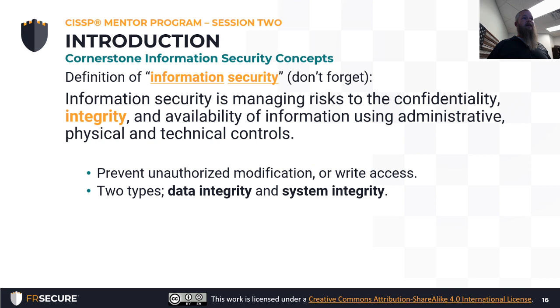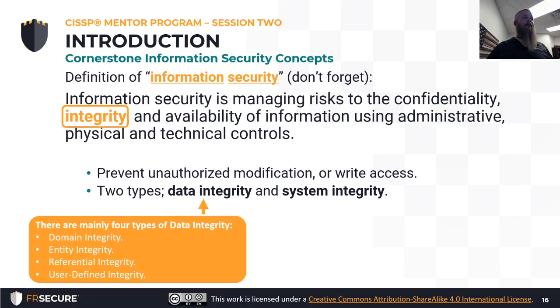Integrity. So two types of data integrity. What we're trying to do here with integrity is protect against unauthorized modification of something, write access. So going back to those models, BIBA would be here. Two types, data integrity and system integrity. And just to add a little extra context, there are four types of data integrity: referential integrity, entity integrity, domain integrity, and user-defined integrity. This comes into play a lot when you talk about database and database design and database structure.